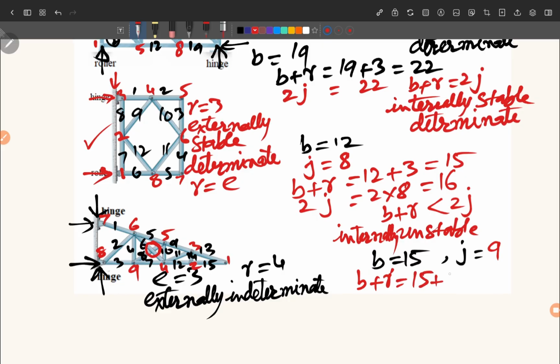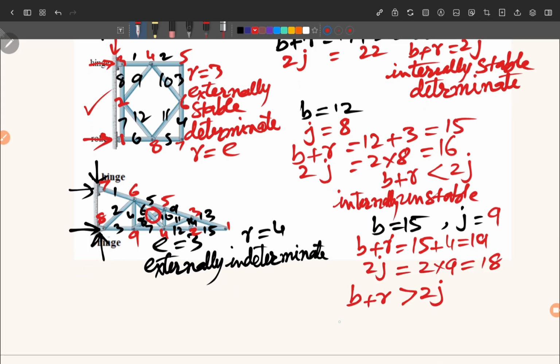So now we count B plus R, which is how much? 15 plus 4, 19. 2J is equal to 2 into 9, that is 18. So now you find that B plus R is greater than 2J, therefore the structure is statically indeterminate.